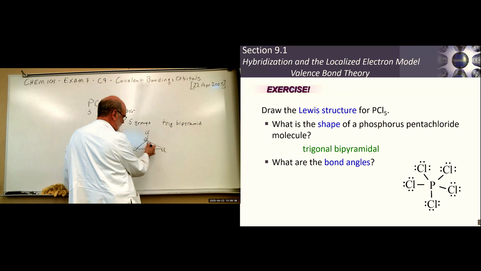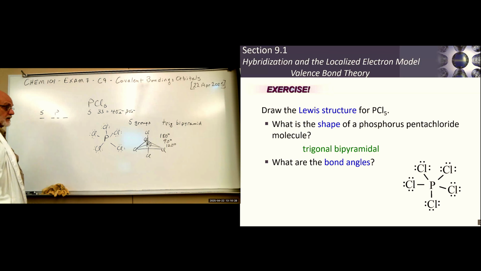How do you get hybridization that will satisfy these conditions? Well, we need 1, 2, 3, 4, 5. We need 5 hybrid orbitals, right? If we just use an s and 3 p's, that only gives us 4, right? So look where phosphorus is. It's in the 3rd period, right?